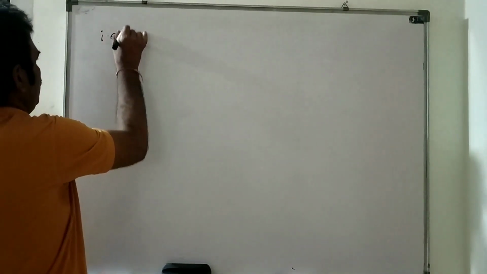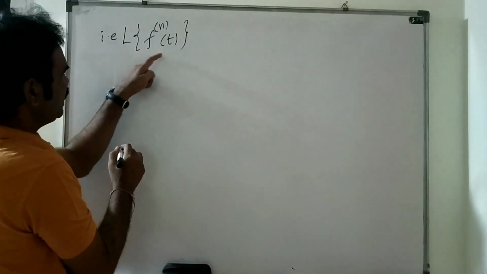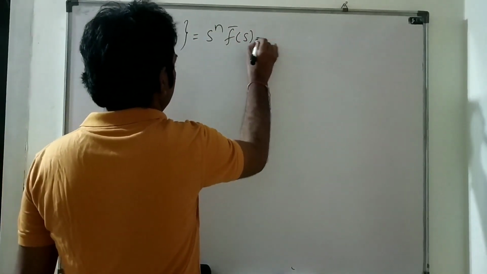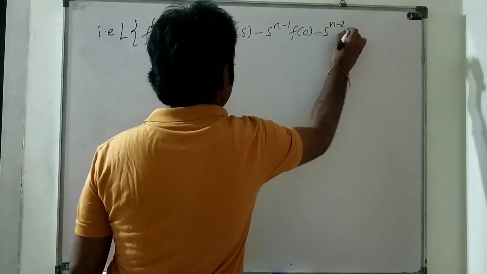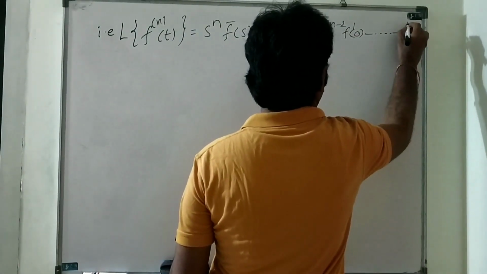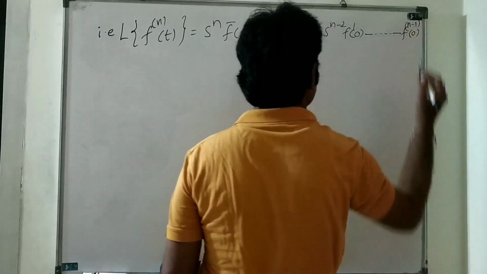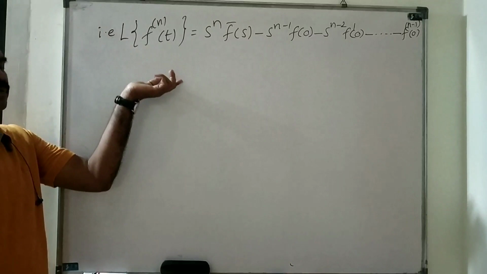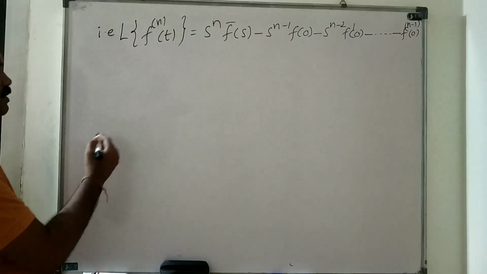That is L of f^(n)(t). That means the Laplace transform of the nth derivative of f(t) is equal to s^n f bar(s) minus s^(n-1) f(0) minus s^(n-2) f'(0) minus and so on, minus f^(n-1)(0). Okay, this is the Laplace transform of the nth derivative of f(t). Now let us see the problems on Laplace transforms of derivatives.